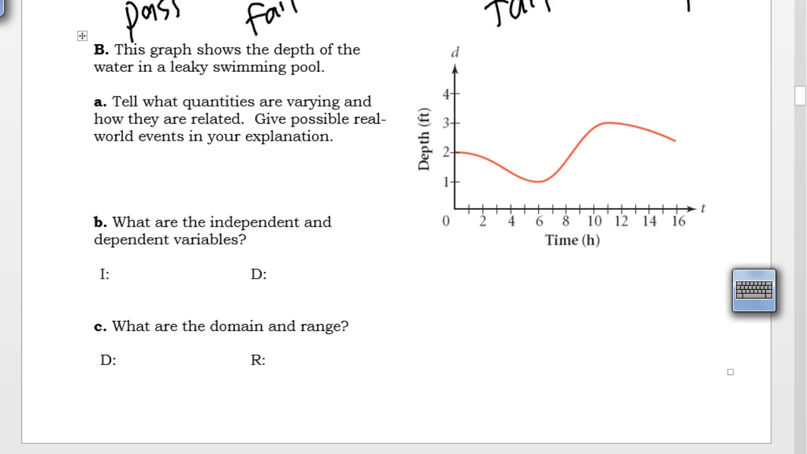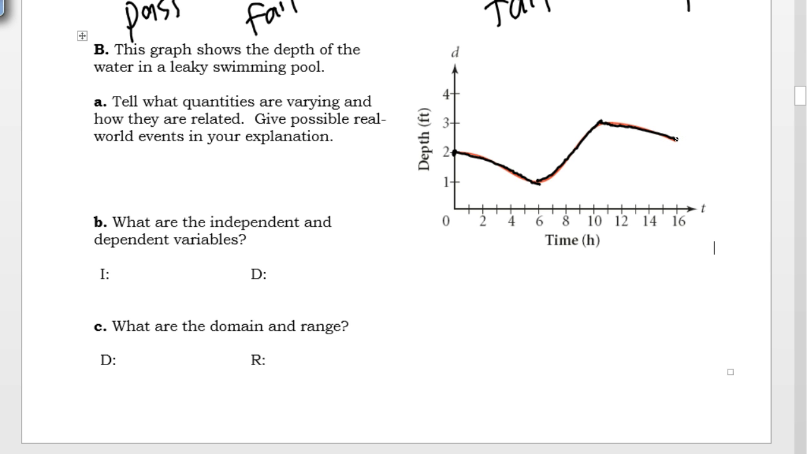Letter B shows me a graph. It charts the depth of a swimming pool that's leaking. I have, at the beginning of my story problem, 2 feet of water in the pool. Over a couple hours, that pool is leaking. And then, at around 6 hours into the problem, they fill it back up. And maybe it was raining for about 4 hours, but as soon as it stopped raining, it started leaking again.